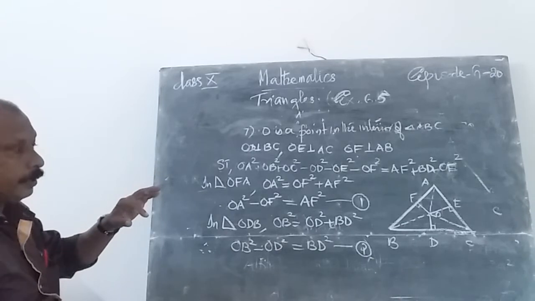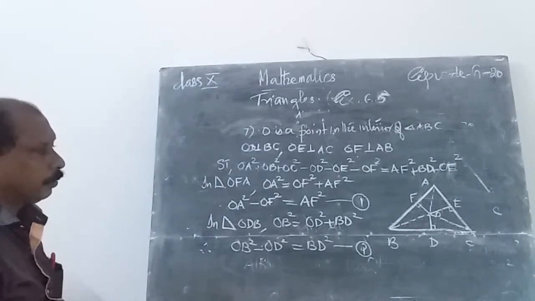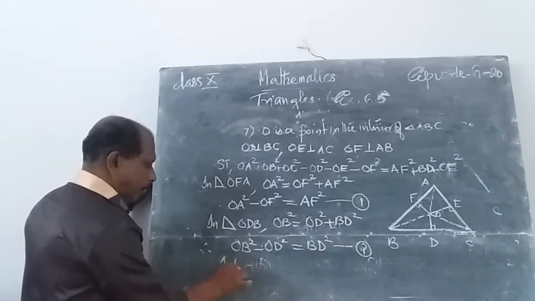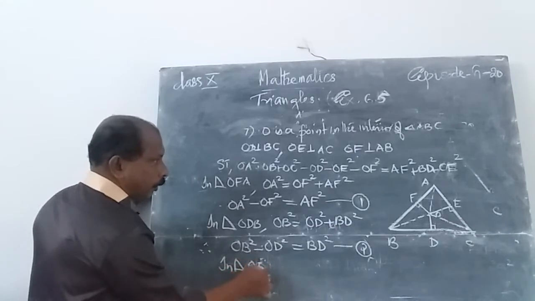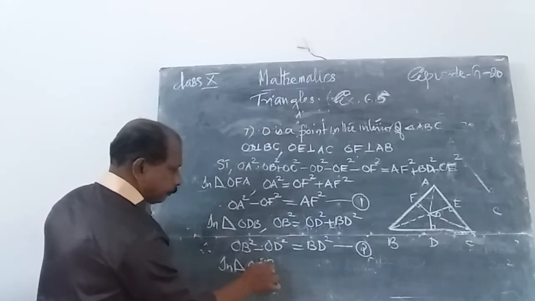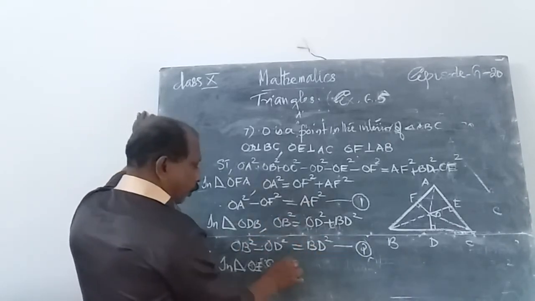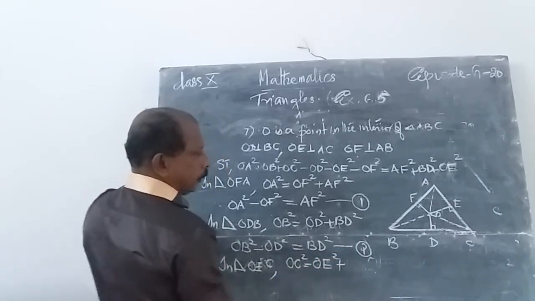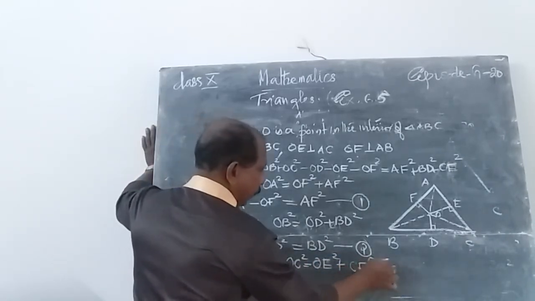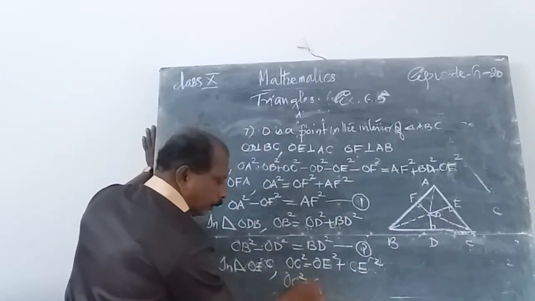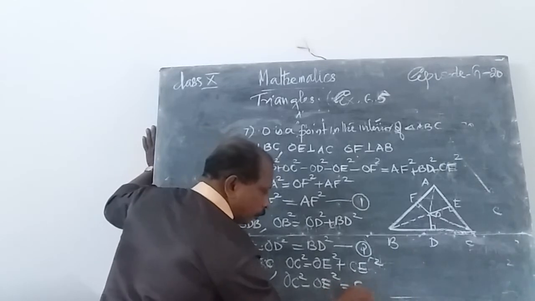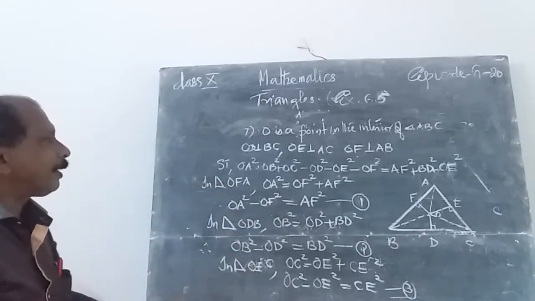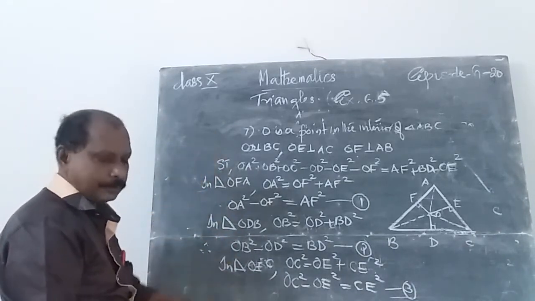Then we consider the third one. That is the third one, right angle triangle OEC. In right angle triangle OEC, OC square is equal to OE square plus CE square. Therefore, OC square minus OE square is equal to CE square. Equation number 3. Adding these three results, we get the first answer.